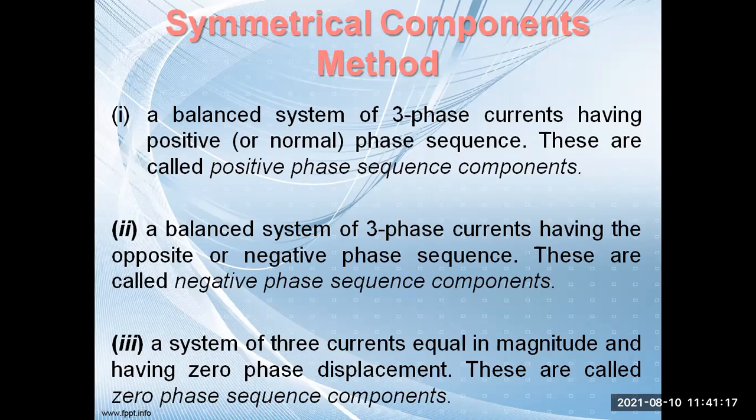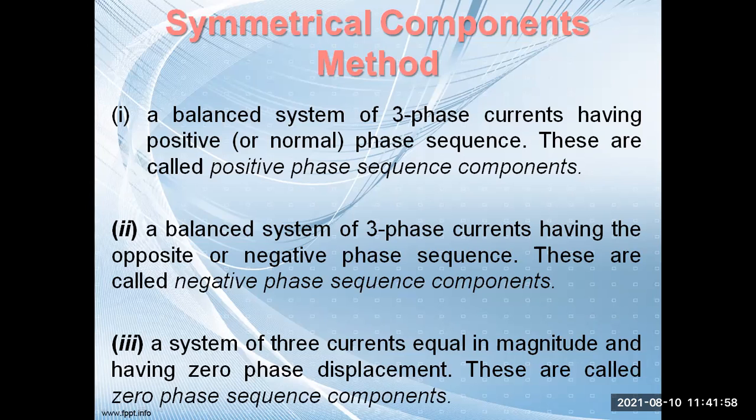Next. A balanced system of three-phase currents having positive or normal phase sequence is called a positive sequence component. See, we need to understand the symmetrical component method. In the symmetrical component method, we decompose the unsymmetrical fault current into three components. One is the positive sequence component, second is the negative phase sequence component, and third is the zero phase sequence component. These are very new terms to you, but we'll understand in detail what the positive sequence component of current is, what the negative phase sequence component of current is, and what the zero phase sequence component of current is.